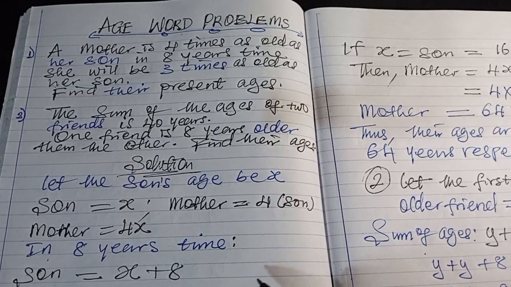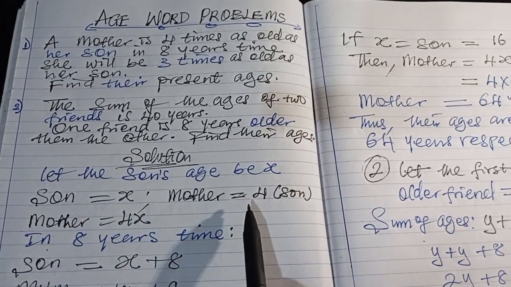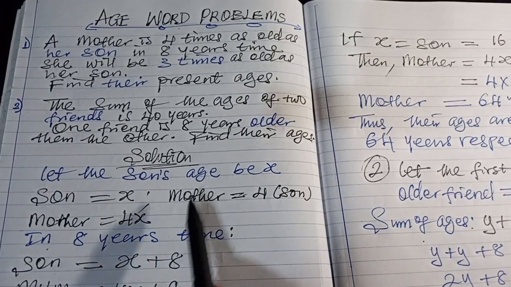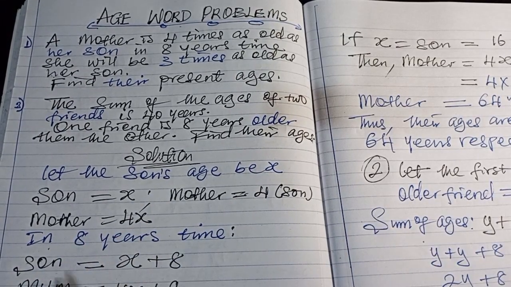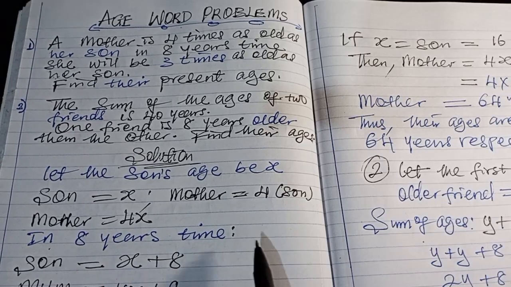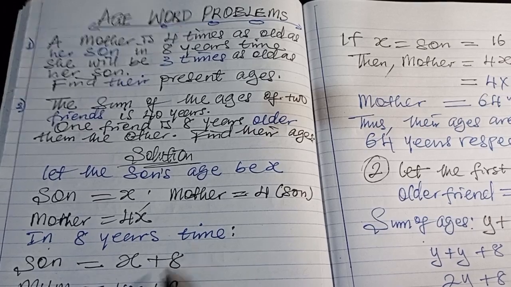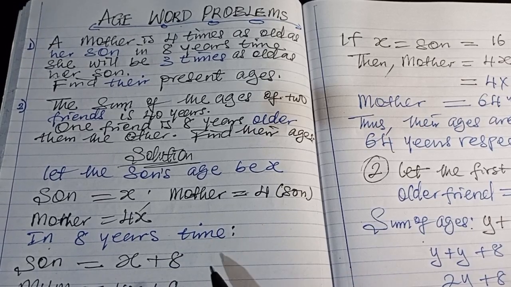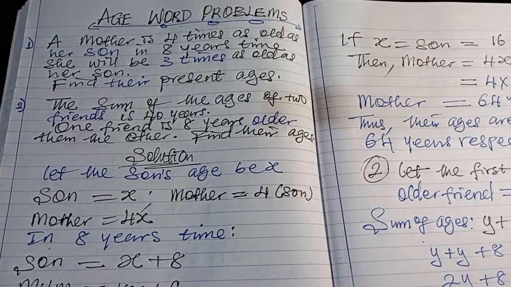Okay, so remember what we have done. First, designate x or y, any alphabet, as the son. Then the mother is 4 times x. In 8 years, son will be x plus 8. Assuming it was 8 years ago. Remember, this is in 8 years time. Assuming if it is 8 years ago, it will be now minus. So mom is 4x plus 8.